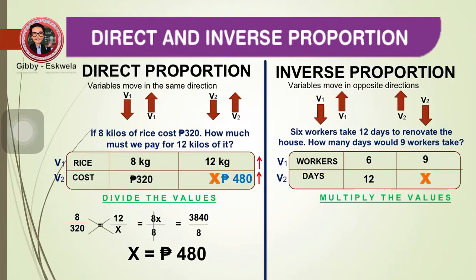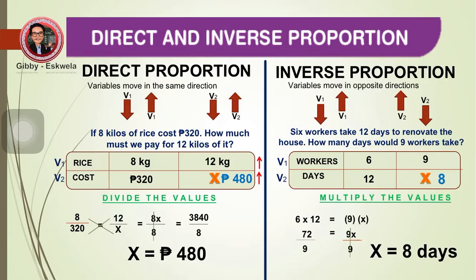This time, let us solve problem 2. As mentioned, for inverse proportion, we just need to multiply the values. That would be 6 times 12 equals 9 times x. Let's get the products. 6 times 12 is 72 equals 9 times x is 9x. Divide both sides by 9 to get the value of x, then cancel. So 72 divided by 9 is 8. Therefore, it will take 8 days if 9 workers were assigned to renovate the same house.